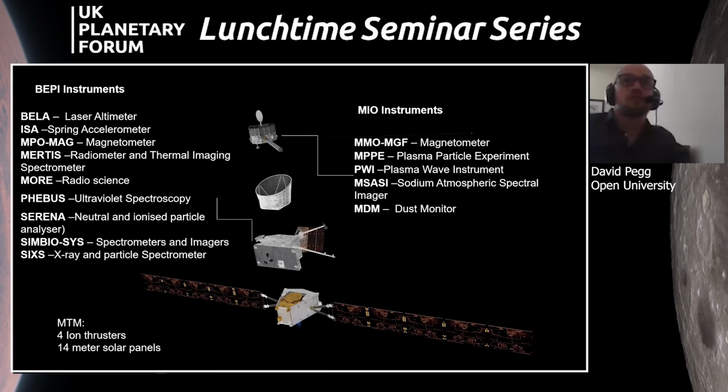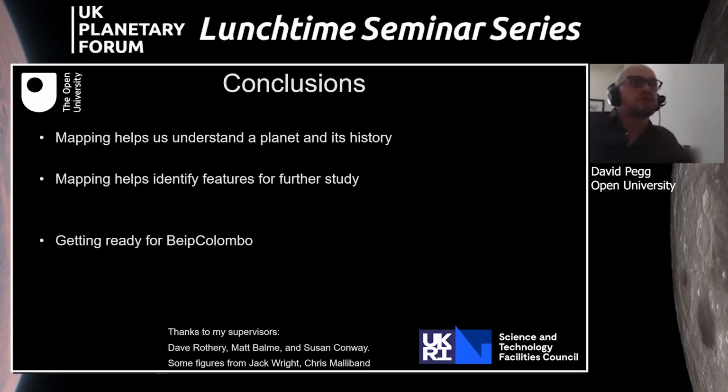And so I'm really looking forward to when SYMBIOSYS gets there and gives us the ability to look at some of those features that have been identified. So in conclusion, mapping helps us understand a planet and its history by providing some context, and you'll be able to work out how different parts of the planet relate to each other. It also provides a great way, because you're systematically studying the planet, to identify features that need further study. And it provides a great way of getting ready for BepiColombo by providing areas of what we do know and leaving areas where we've still got further questions. And so with that, I will finish there and take any questions.